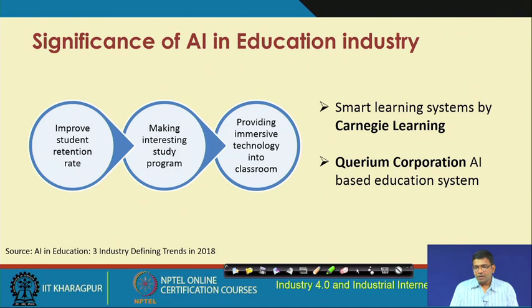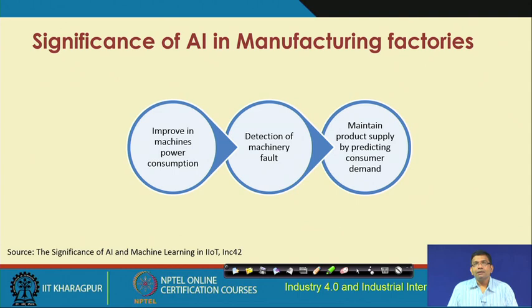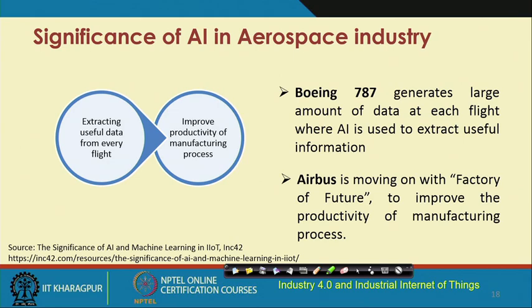In the manufacturing sector, AI could be used to improve machines, power consumption, detection of machinery faults, and maintaining product supply by predicting consumer demand. So, these are the different applications of AI in manufacturing. AI in the aerospace industry: extracting useful data from everyday flight, improving productivity of manufacturing processes. All these top aircraft manufacturers like Boeing, Airbus, etcetera, use AI heavily in their processes.